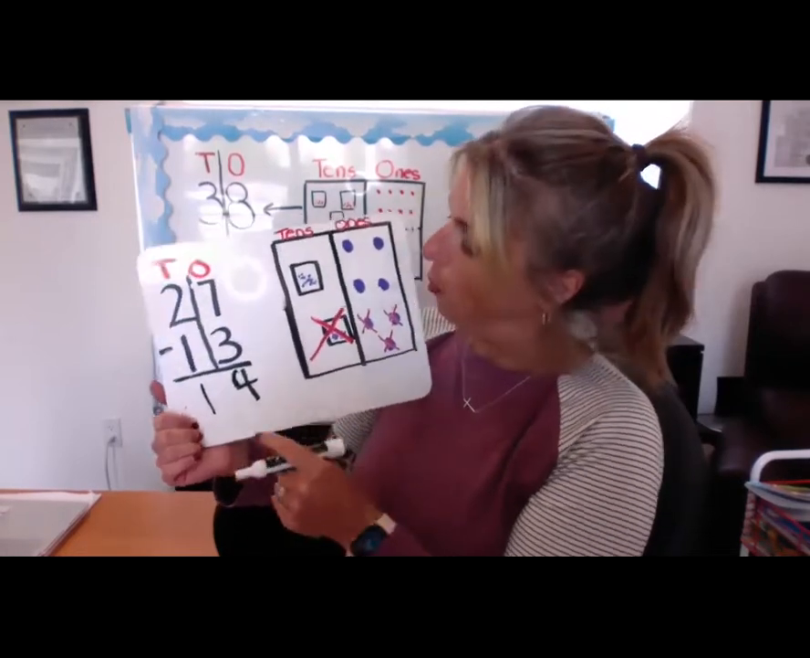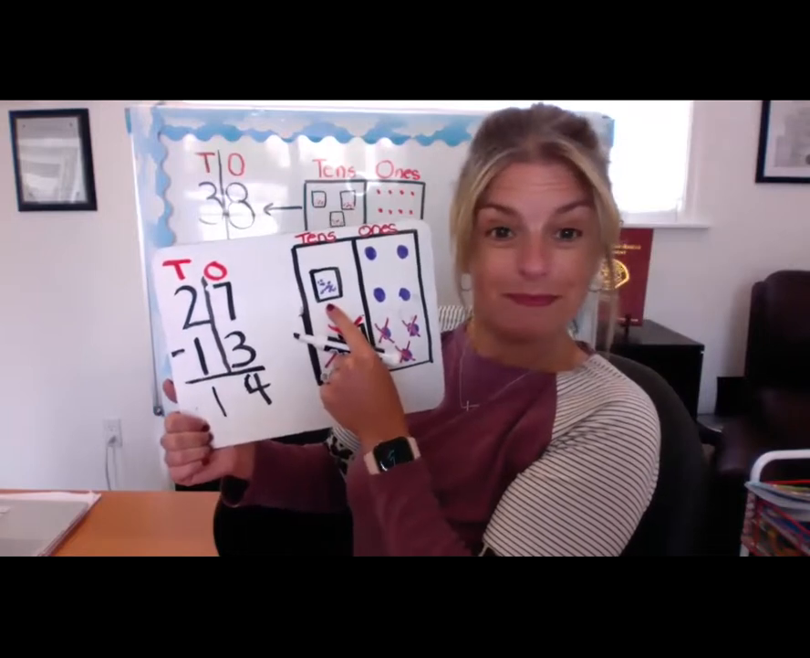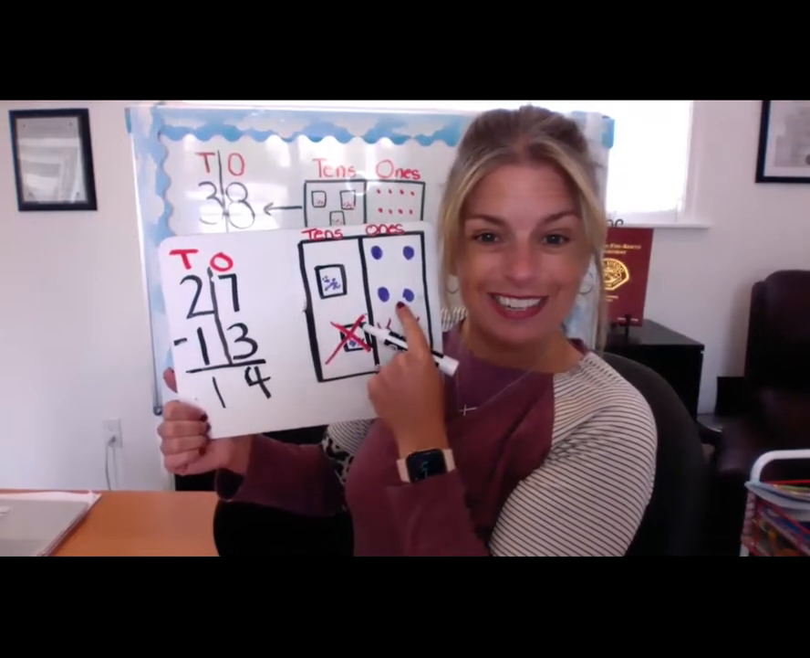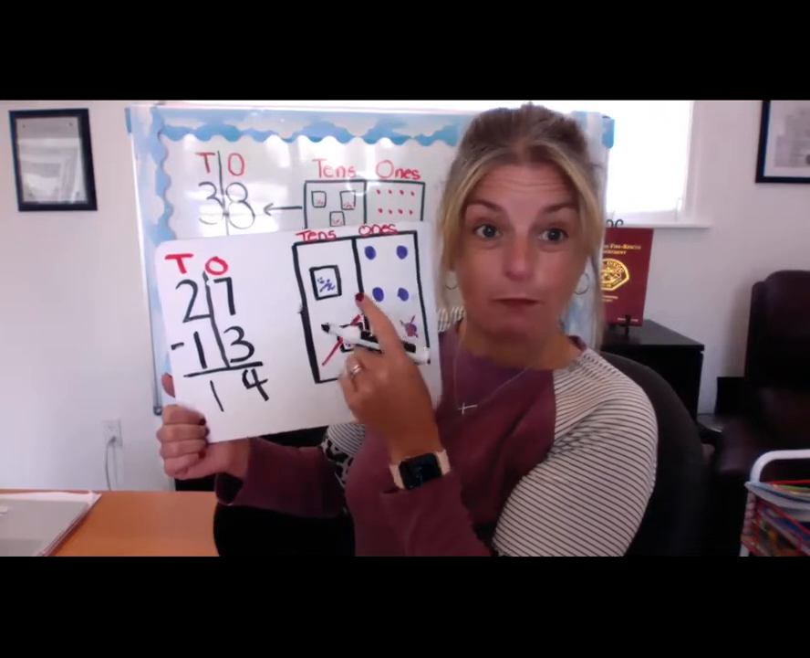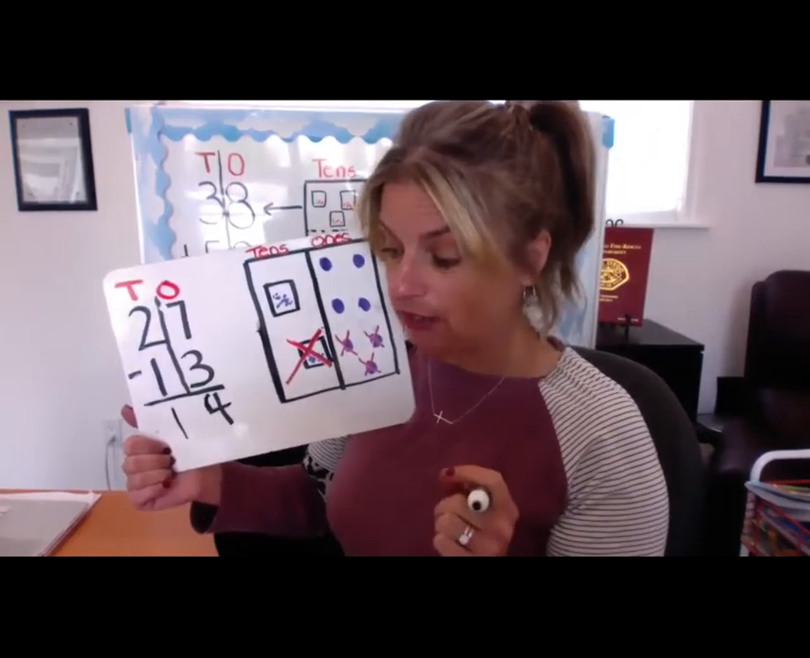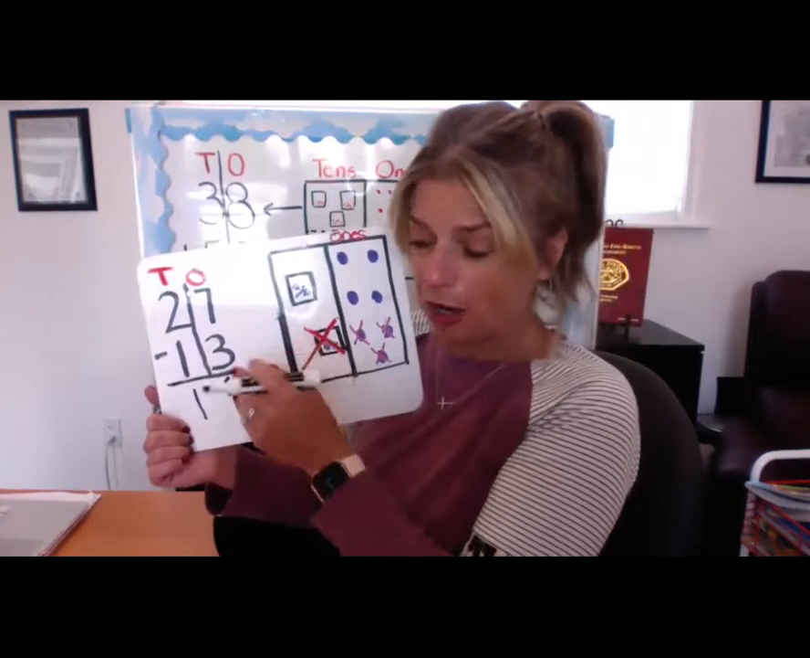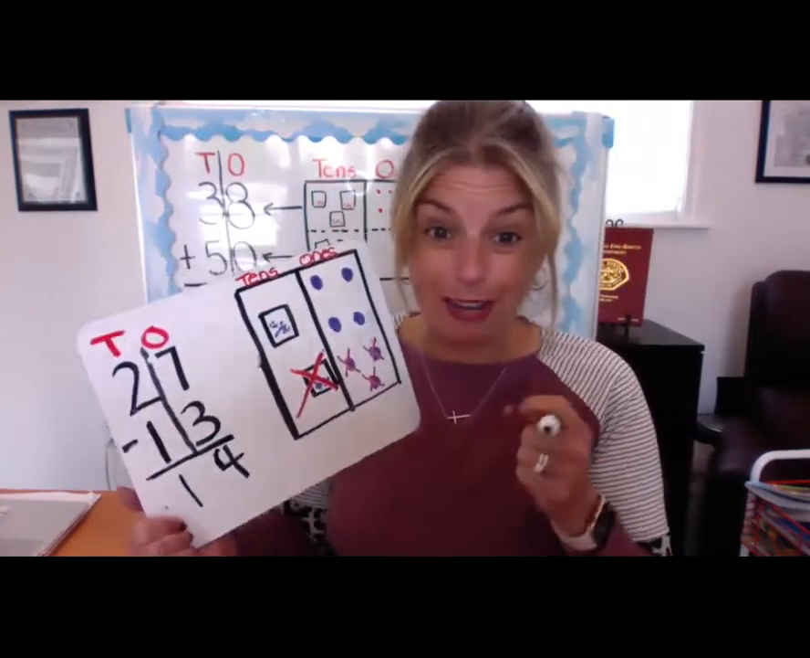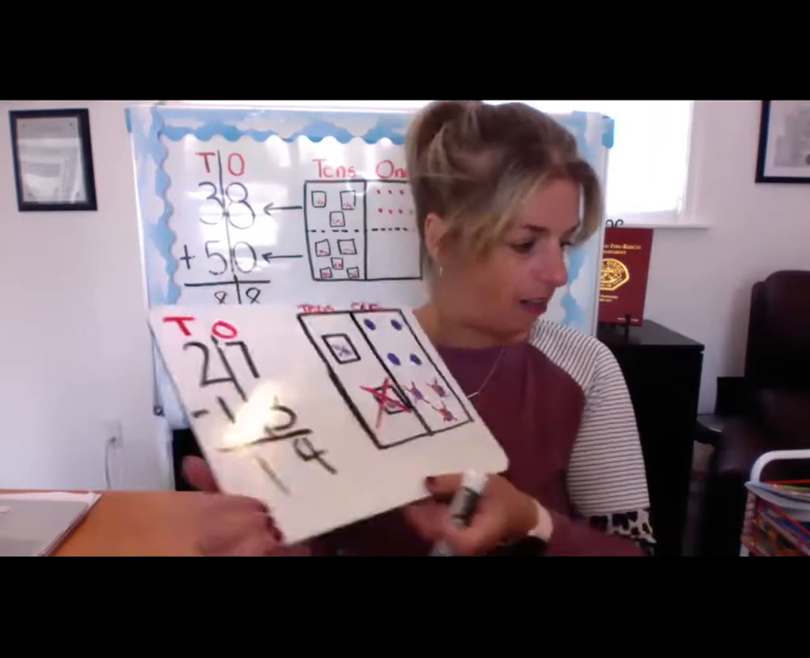1 ten and 4 ones. Well, there's 1 ten, and how many ones do you see? 4 ones. So when you subtract, it is going to look different. It's not going to be a square because you're not adding. That's why I always make sure you're looking at this symbol.